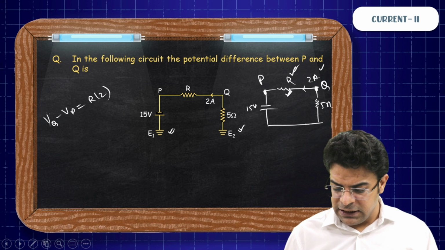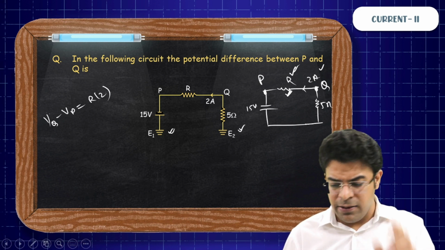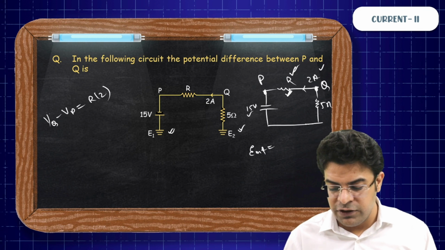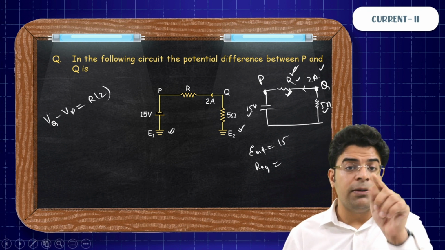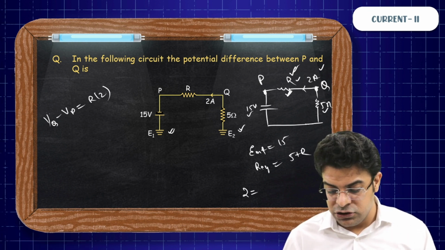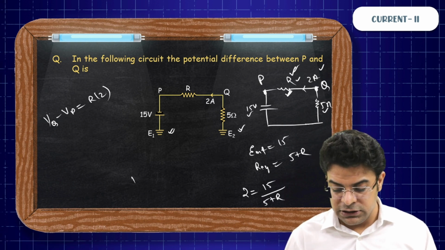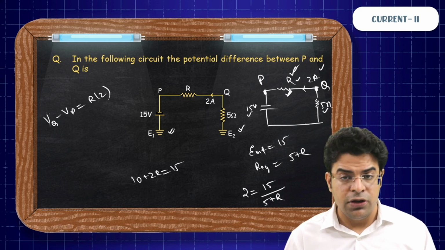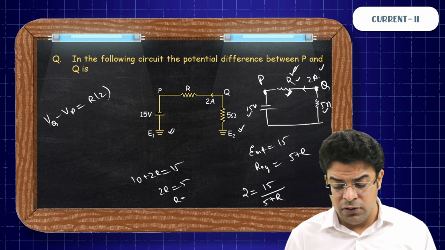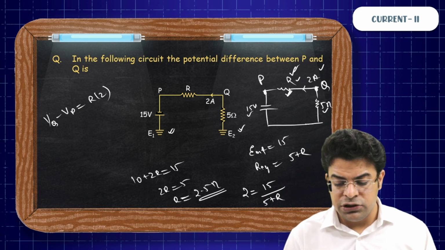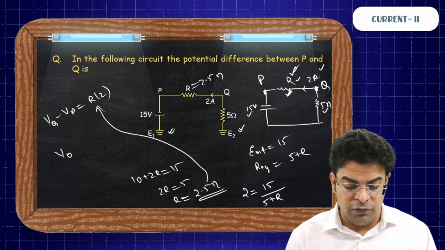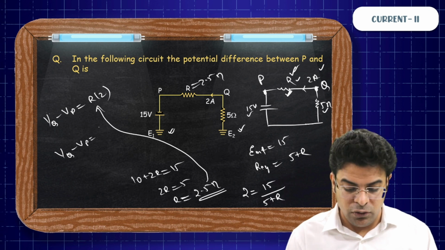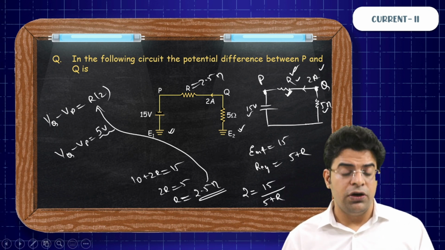Easy. You will say that in this whole single loop, the EMF which is trying to drive the current is of this 15 volt battery. And the equivalent resistance of the circuit will be 5 plus R, because both of them are in series. So you will say the current, which is 2, has to be equal to the equivalent EMF upon the resistance, which is 5 plus R. So what you get from here is 10 plus 2R equals 15, or 2R equals 5, or the resistance comes out to be 2.5 ohm. Once you know that the resistance is 2.5 ohm, substituting it here, you will get Vp minus Vq, or Vq minus Vp, to be equal to 2.5 into 2, which is 5 volt. So this is one way to solve the question.